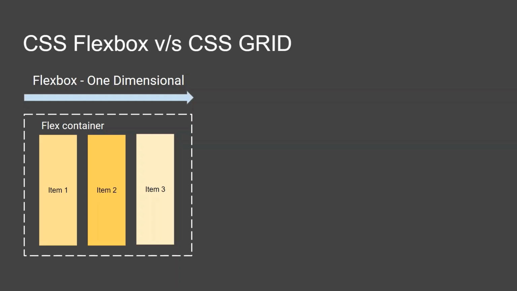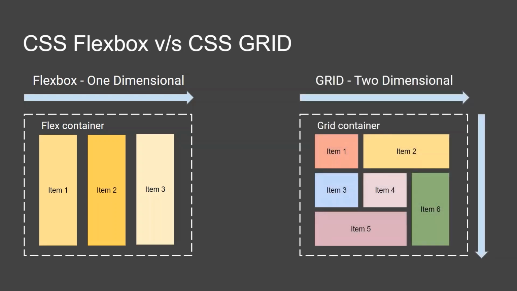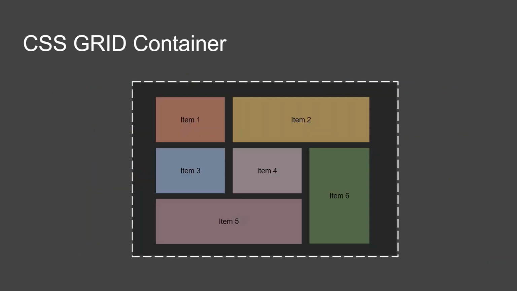In Flexbox, we can deal with layouts in one direction. We can either use flex direction as row or column for the flex items. But CSS Grid gives us more power and flexibility in designing our layouts. As it is two-dimensional, we can deal with rows and columns at the same time. Let's explore some core concepts of CSS Grid.